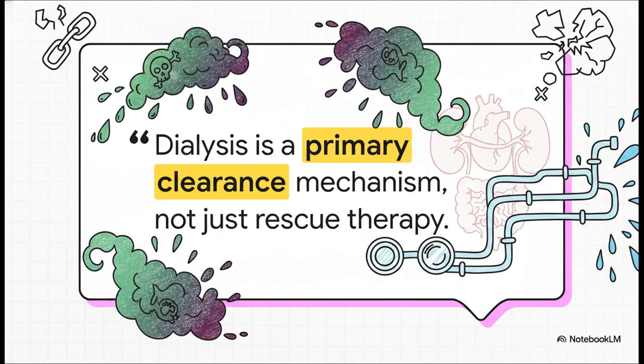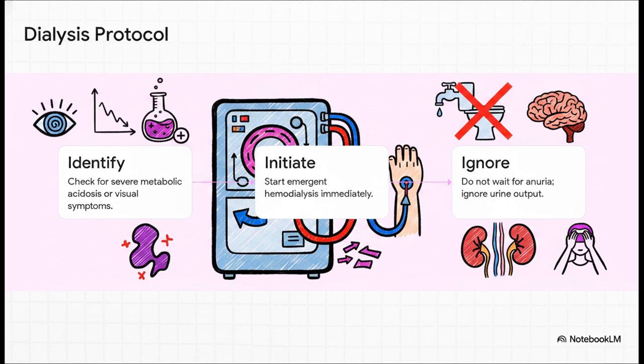In this Tox Matrix, hemodialysis is a primary, active clearance mechanism. Its actual job is to aggressively extract parent compounds and damaging acids straight from the blood before irreversible end-organ ischemia even happens. The protocol for this is completely definitive.